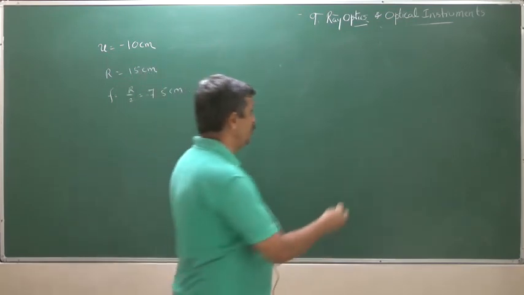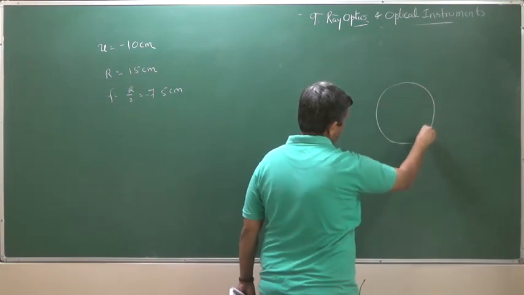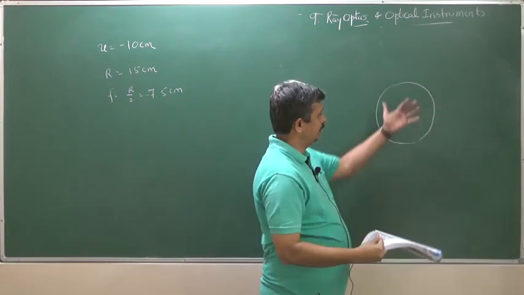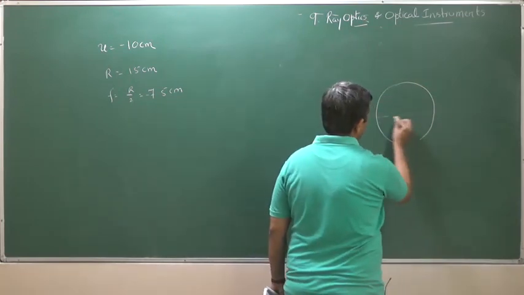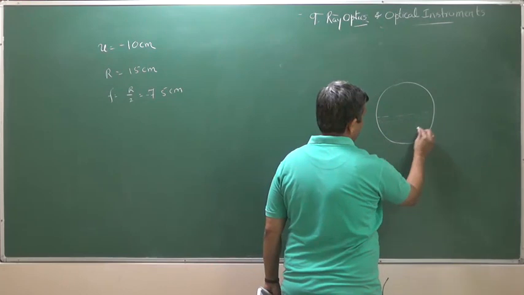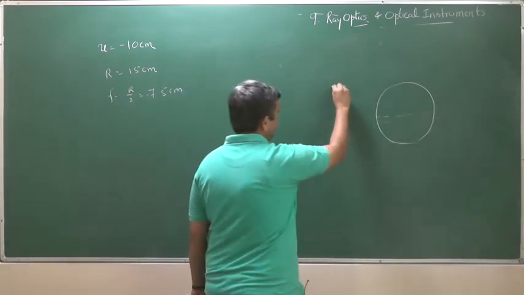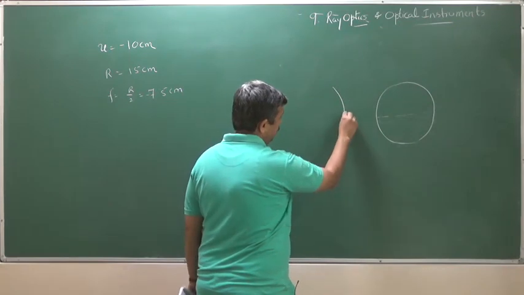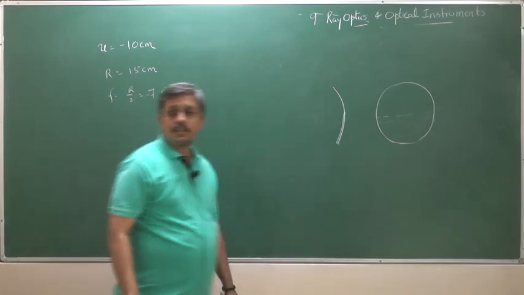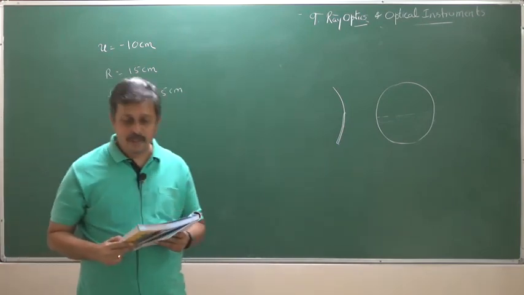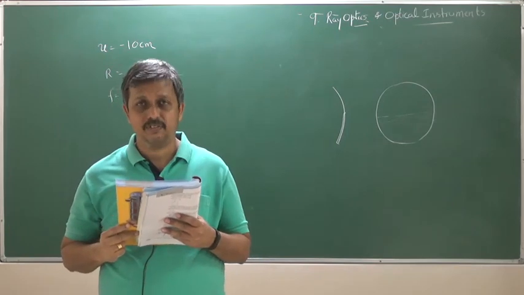In the sense that you have your mirror, let's say I am drawing a front view of the mirror. This is the mirror like this. So the bottom half of the mirror is covered with a paper. If you draw it like this, that means this much you have covered with paper. So when you have covered that with the paper, what would the image look like?